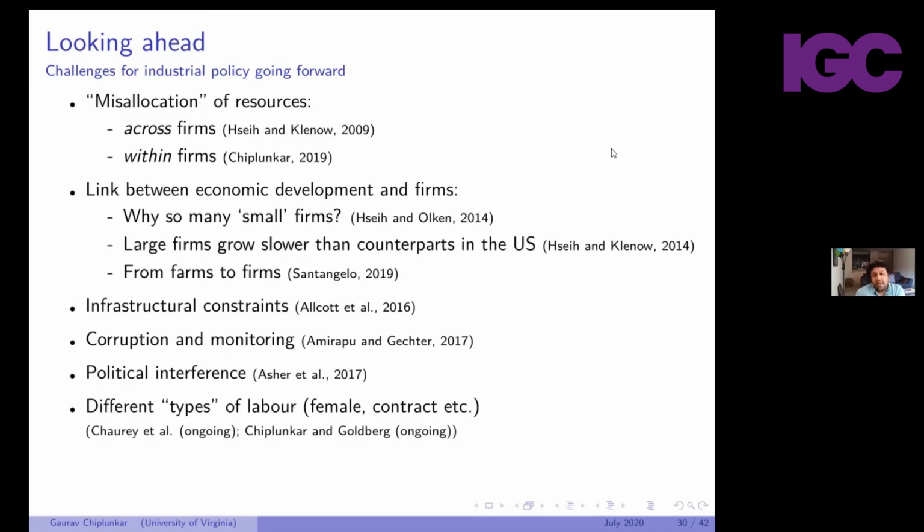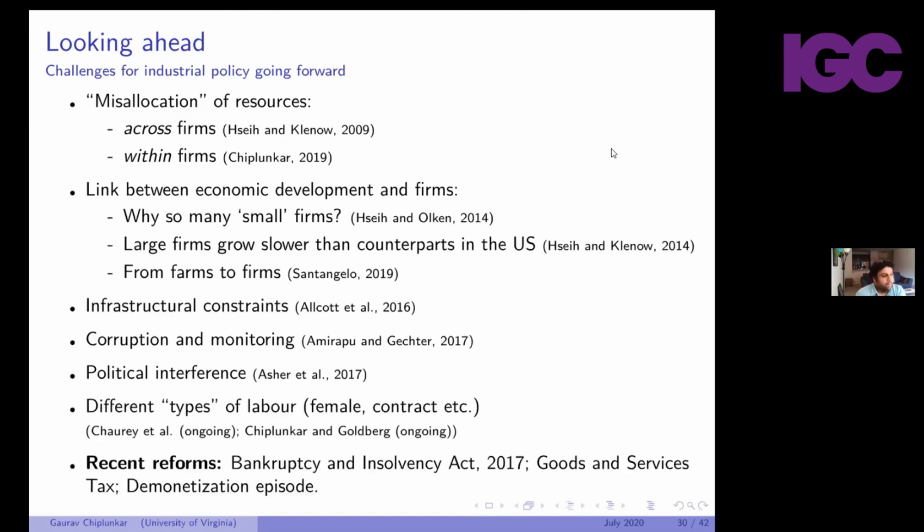And then, of course, the different types of labor. And this comes back to the vulnerable groups that we were talking about earlier, which is basically female labor, contract labor. We have SC, ST, OBC, the vulnerable social groups, for example. We have regional inequalities. And so then how do we actually, and so I have some ongoing work that I'm happy to talk about later on some of these aspects.